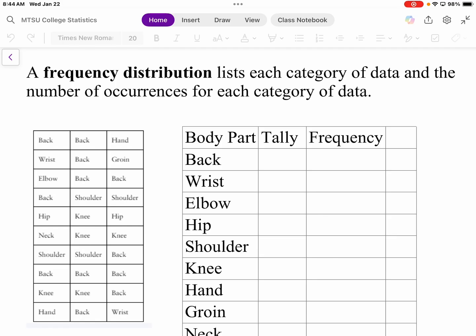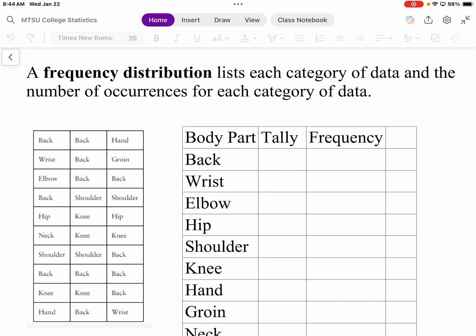Okay, so the first one here, they have a set of data on the last slide, and they asked us to create a frequency table using tally marks to come up with how many, when we look at the body parts, we have back, wrist, elbow for pain and so forth. I'll give you about 30 seconds to a minute to start putting little tally marks in there.